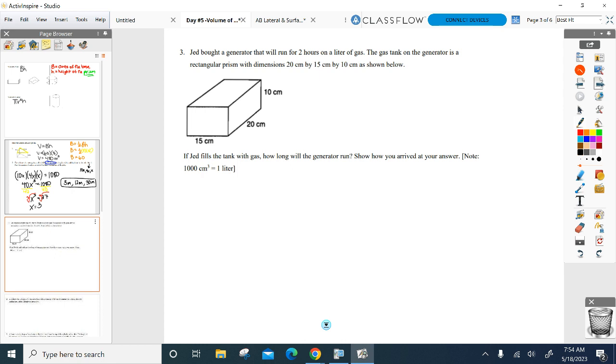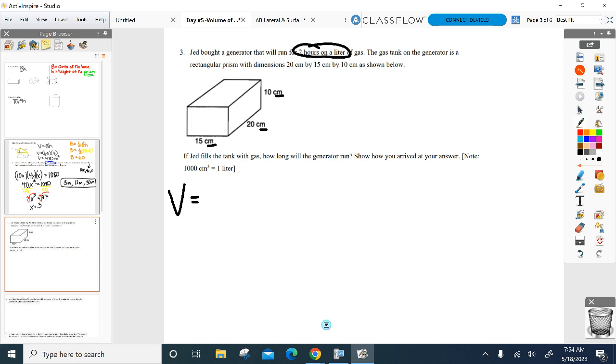And I give you a little conversion here. Because look, everyone see how the dimensions are in centimeters? But it runs 2 hours on a liter of gas, so I need to know how many liters are going to be in here before I tell you how long it can run. So here's the conversions from cubic centimeters to liters. So let's find the volume first. I'll get my answer in cubic centimeters, then I'll try to convert it to liters.